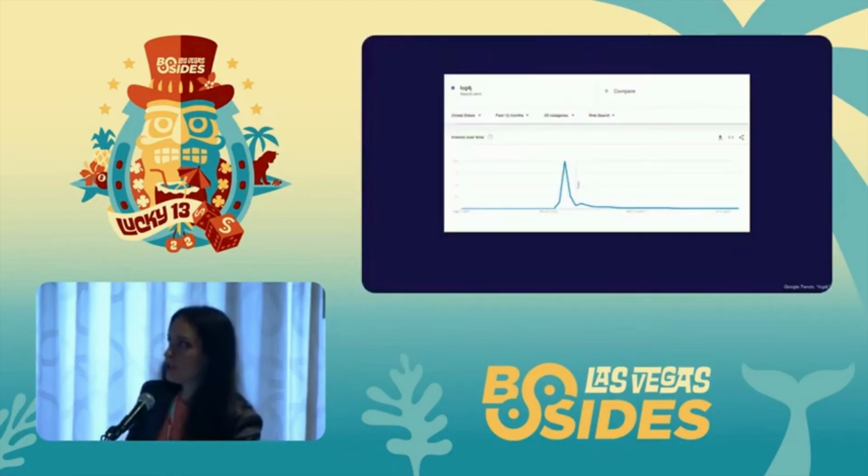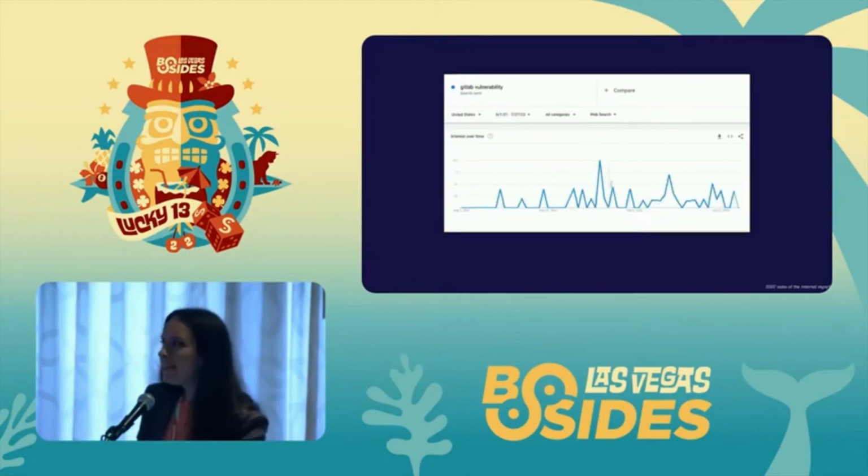So this is a screenshot from Google Trends for Log4j, and you can see that it hits its peak right there, in December. It got really popular. It hit peak popularity per Google Trends, which I'm not saying is a super scientific way to look at things, but I do think for measuring general societal awareness or curiosity about things, it can be useful. And then compare that with a similar thing for the GitLab vulnerability.